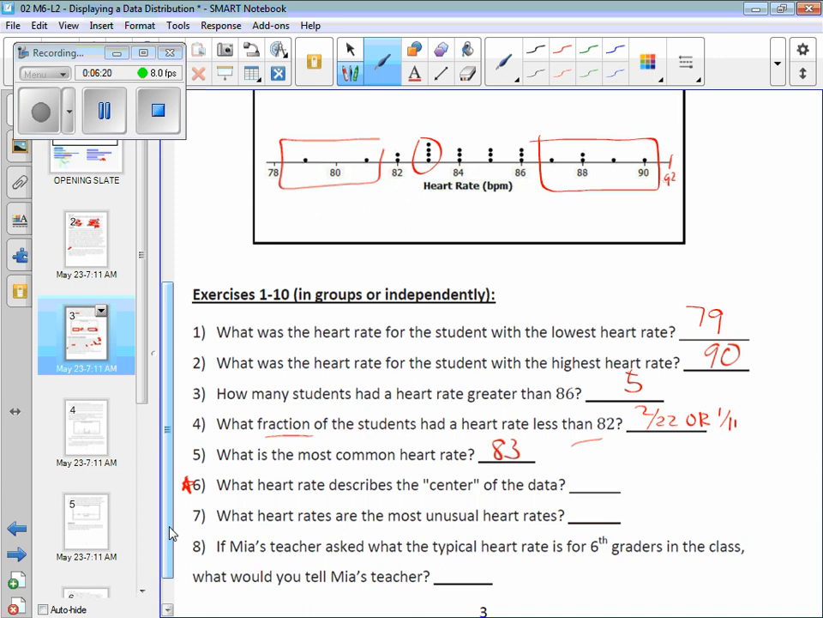Taylor, what do you think? 84, but if you kind of look, you don't want to leave out this here. Give me a range of where most of those dots fall. 83 to about where? I would agree. 83 to 86 is kind of the center.